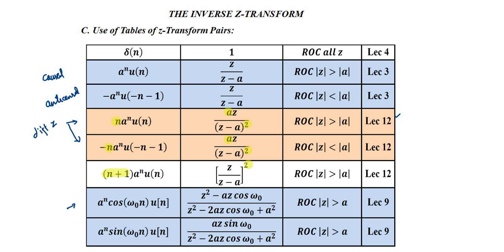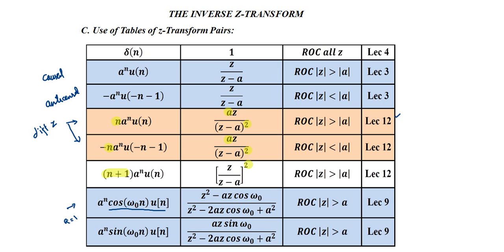Sometimes you can also expect a question simply cos omega n into u of n without a raised to n. At that time you can simply substitute a is equal to 1. If you know one result, you can do many problems. Again here you can remember two points.